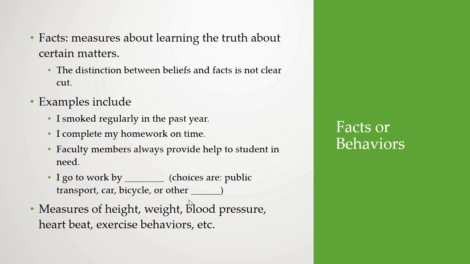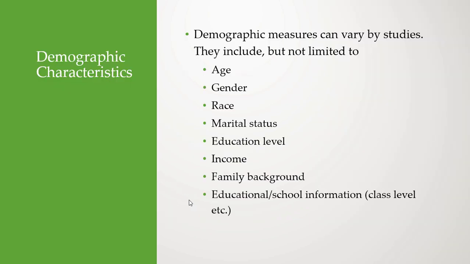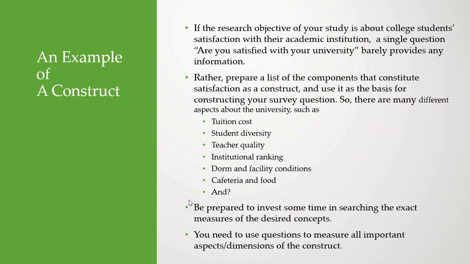An example question could be about transportation mode. The respondent chooses an answer to the question, I go to work by, and the choices are public transportation, car, bicycle, or others. The final category is demographic characteristics. They are fact gathering questions, but listed separately from facts and behaviors because it's a specific type of information that researchers almost always need to collect. But questions about facts and behaviors are quite general, and whether you need to use them depends on your research goals. Now you may ask, what type of questions should I use in my study?